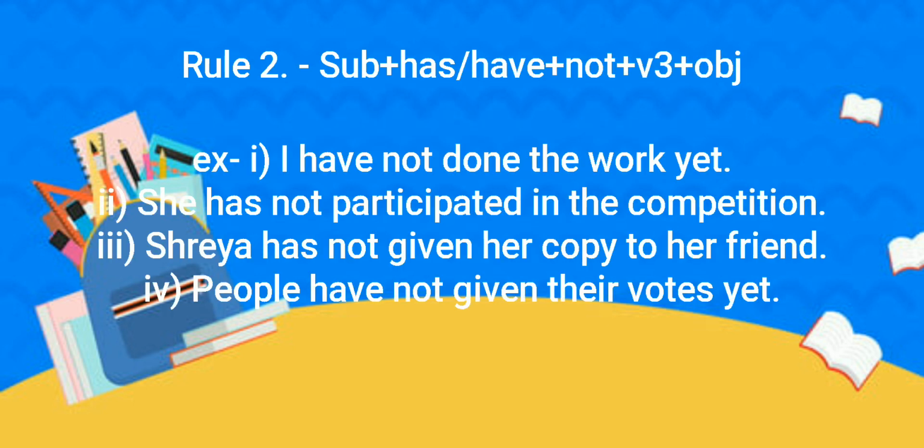Now, rule number 2 is related to negative sentences. We will simply add not after has or have. So the rule will be subject plus has or have plus not plus third form of the verb plus object. Now, some examples are here.